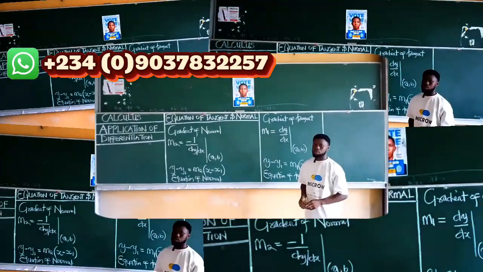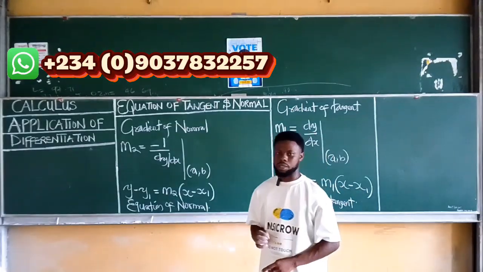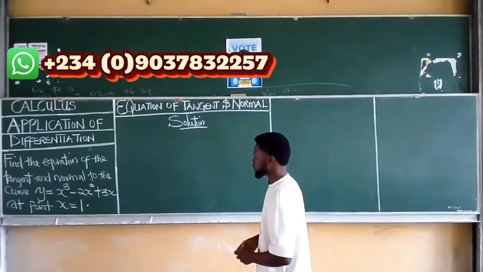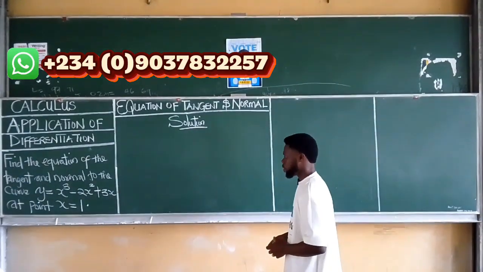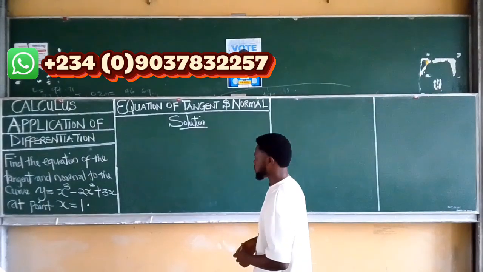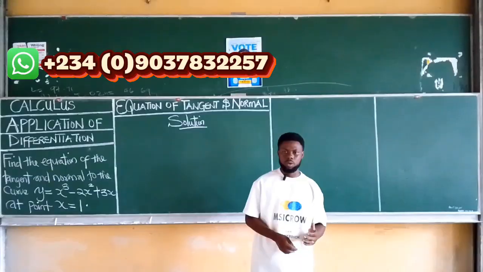So let us consider some examples under equation of a tangent and normal to the curve. The question says, find the equation of tangent and normal to the curve y is equal to x raised to the power of 3 minus 2x raised to the power of 2 plus 3x at point x is equal to 1.